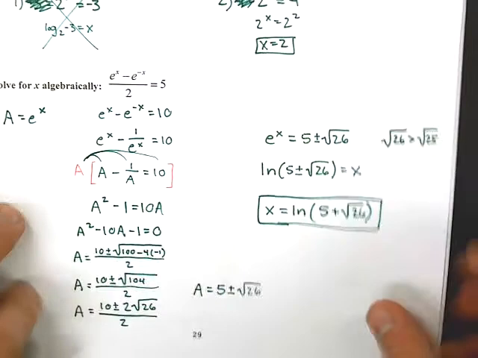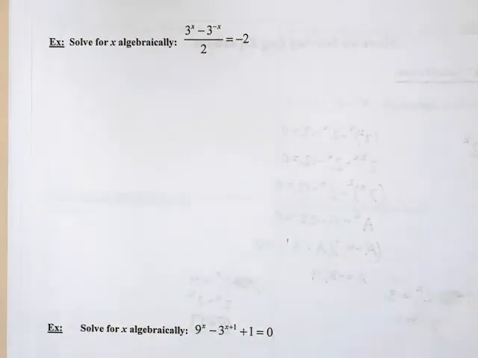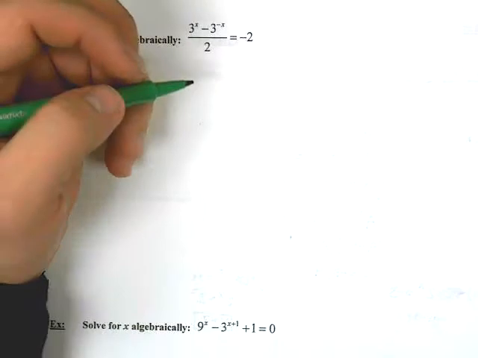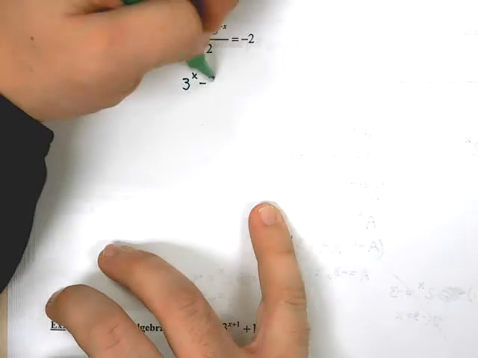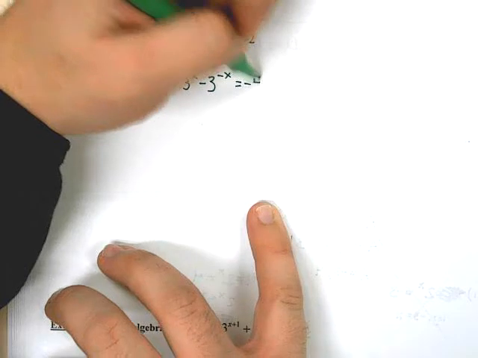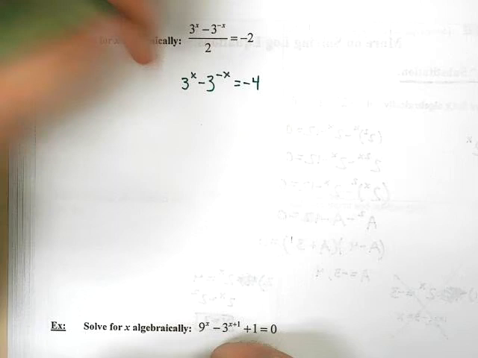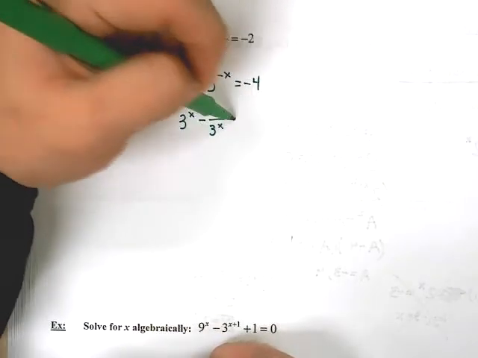Okay, let's check out another couple and see how we're doing on these. Okay, so the next one is extremely similar to the one on the page before. No e's, but still exponents. Let's see what we got here. Okay, so we can definitely start by moving that 2 over. So 3 to the negative x equals negative 4. And then again, I want to make these at least look the same to see if I can do anything with them. 3 to the x minus 1 over 3 to the x equals negative 4.